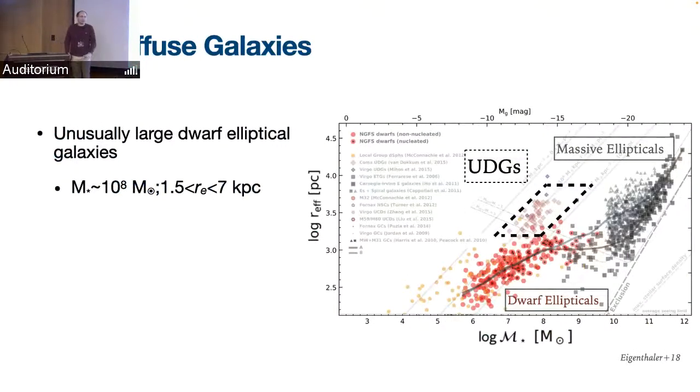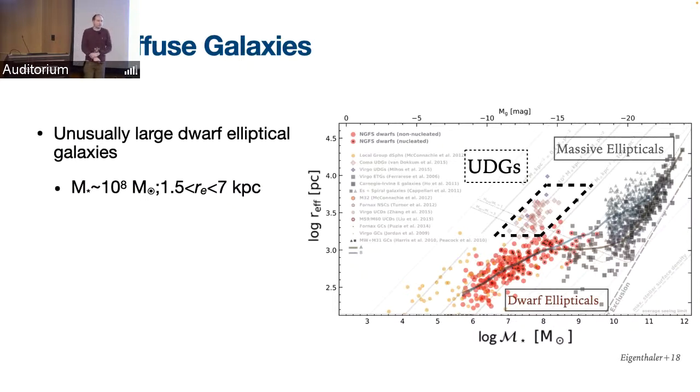First I just want to step back and talk about what I mean by ultra-diffuse galaxies. I just describe them as unusually large dwarf elliptical galaxies. You look at this full space of stellar mass and half-light radius for elliptical galaxies. You see that there's these massive ellipticals all the way down to dwarf ellipticals, and then we've got some really unusually large galaxies that seem to be significant outliers from this global relation.